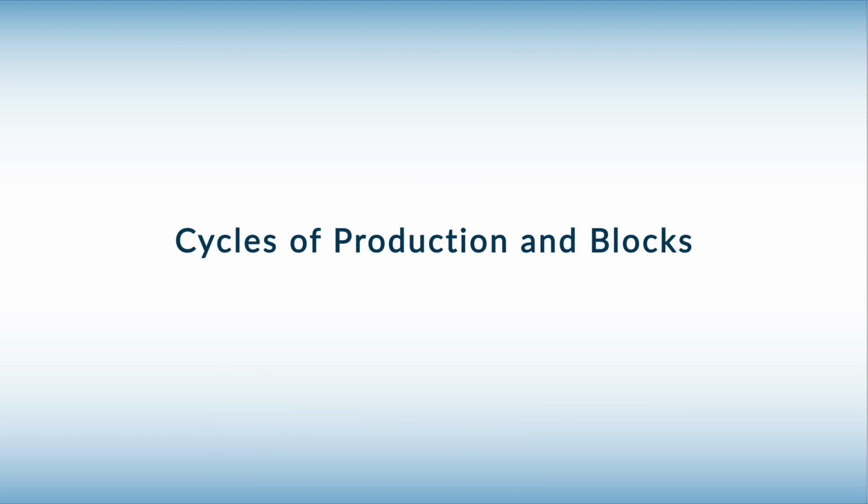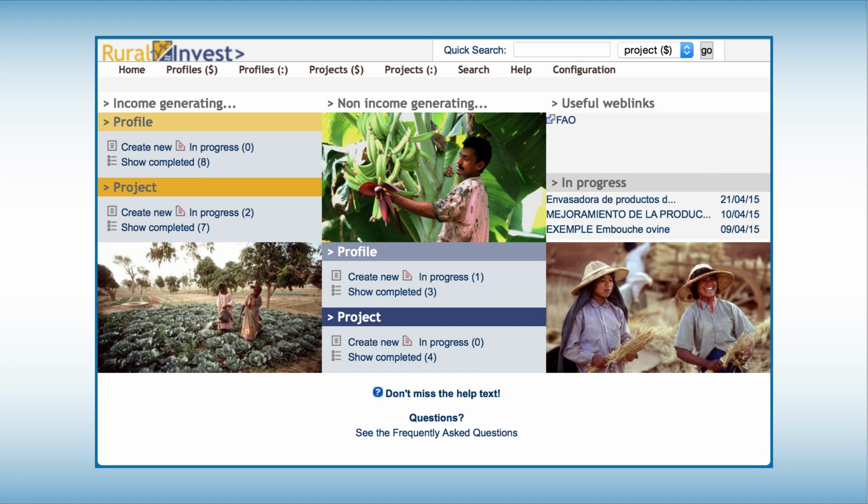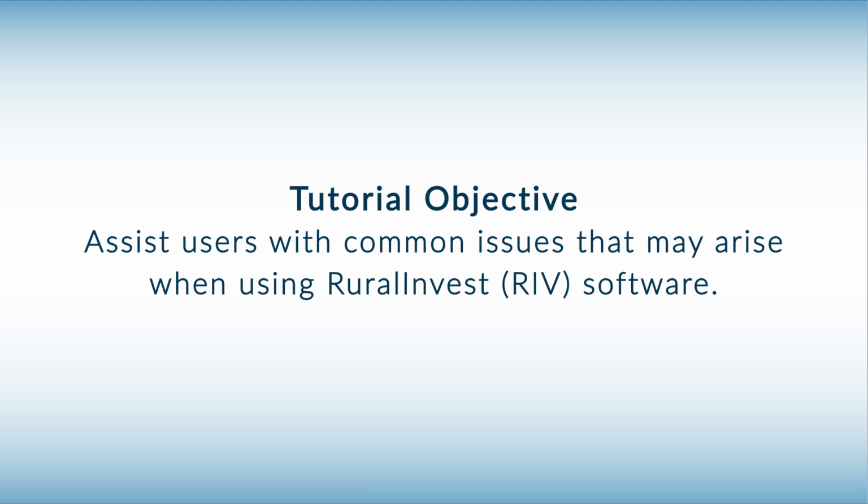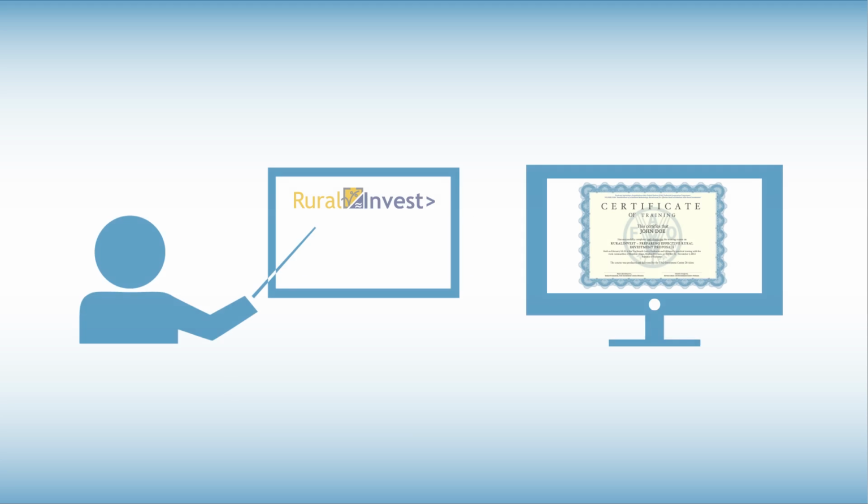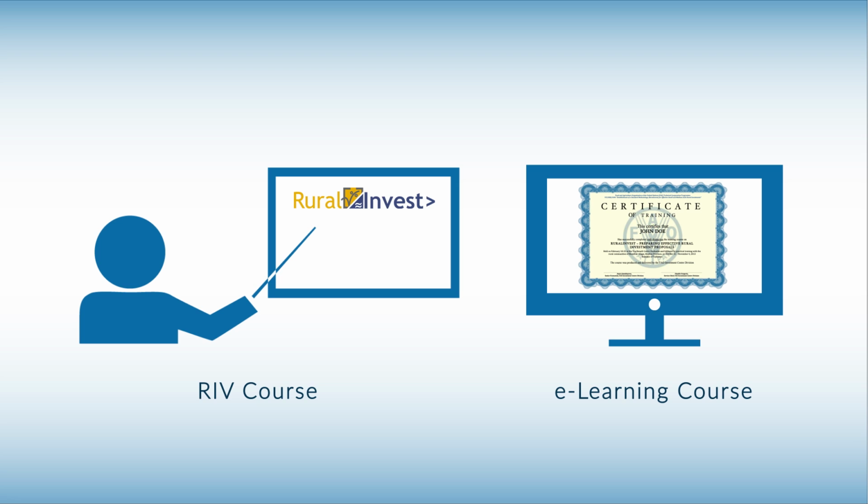Welcome to one in a series of web-based tutorials for people working with the investment package developed by FAO. These tutorials will assist users of RuralInvest with problems that can arise in using the software. They are geared to people who have already attended a formal RIV course or who have taken the e-learning course, as they do not provide an overall guide to the use of the RuralInvest package.